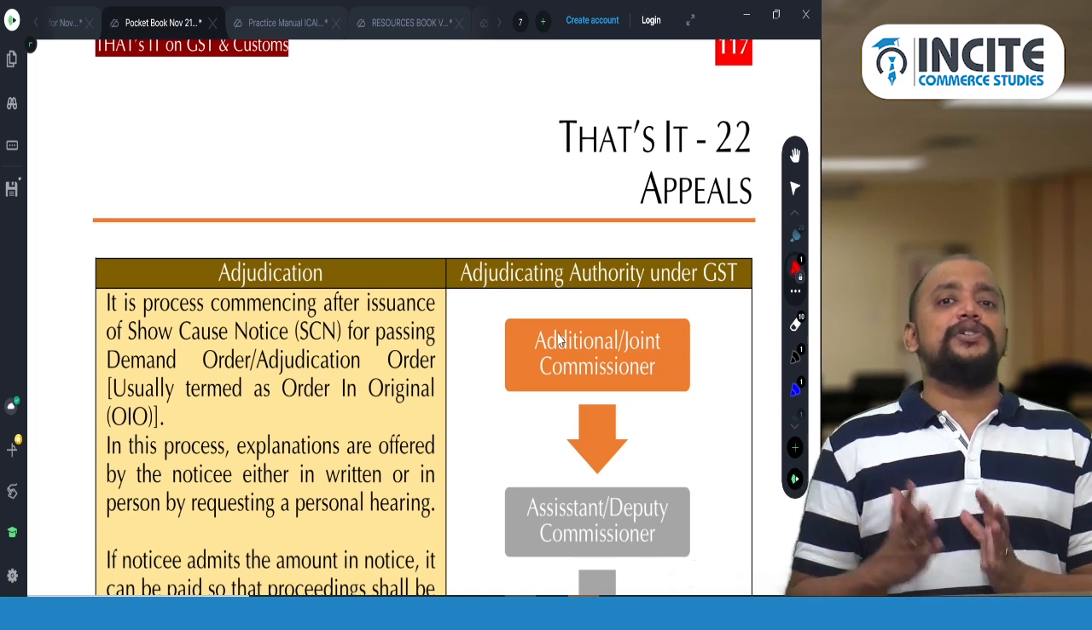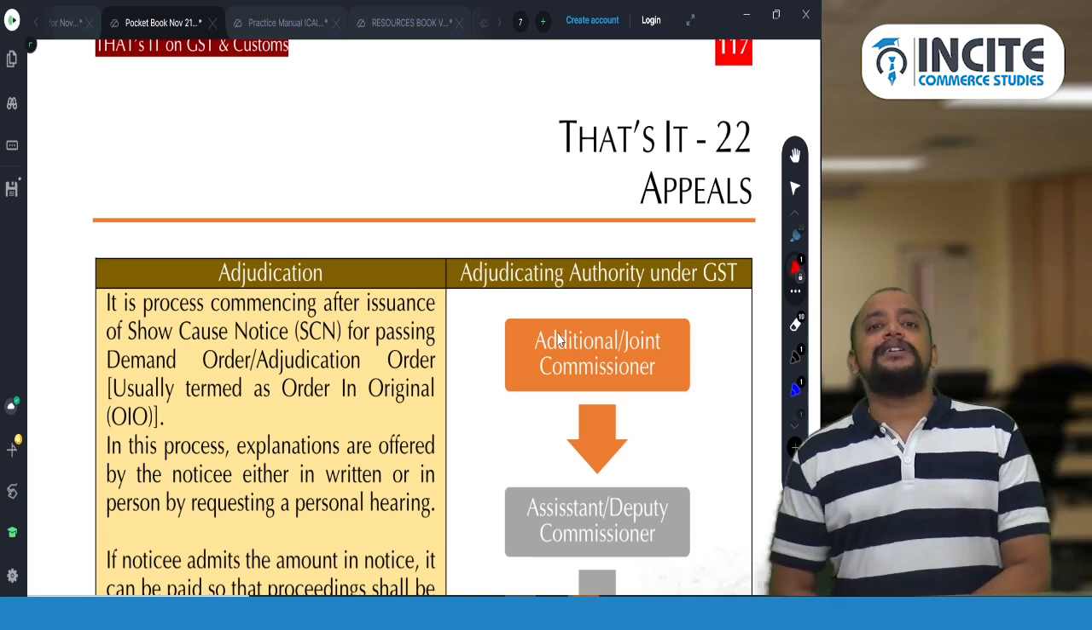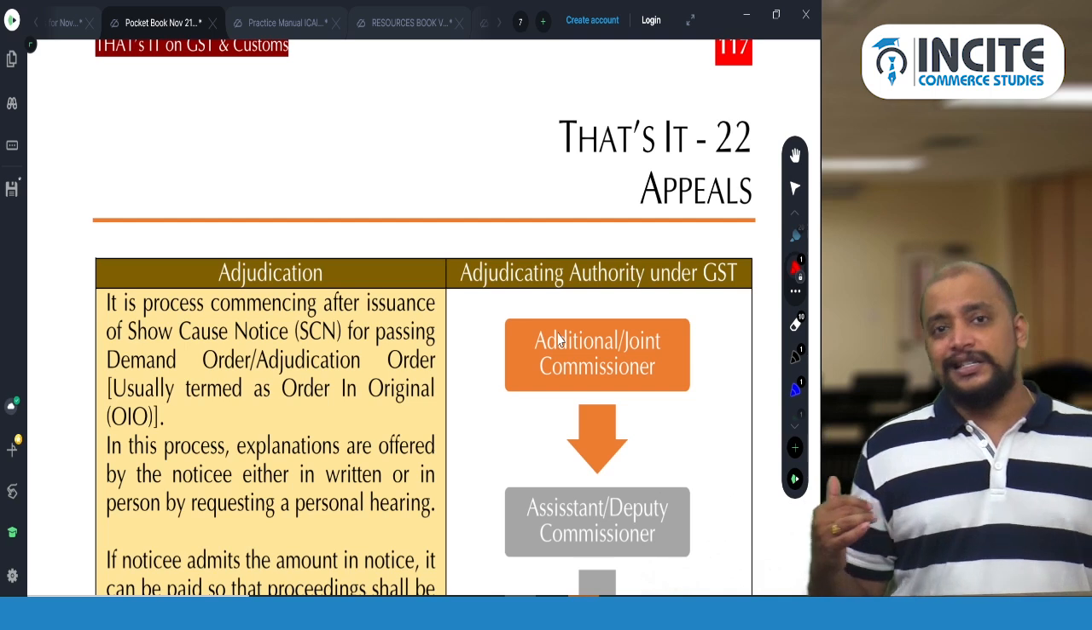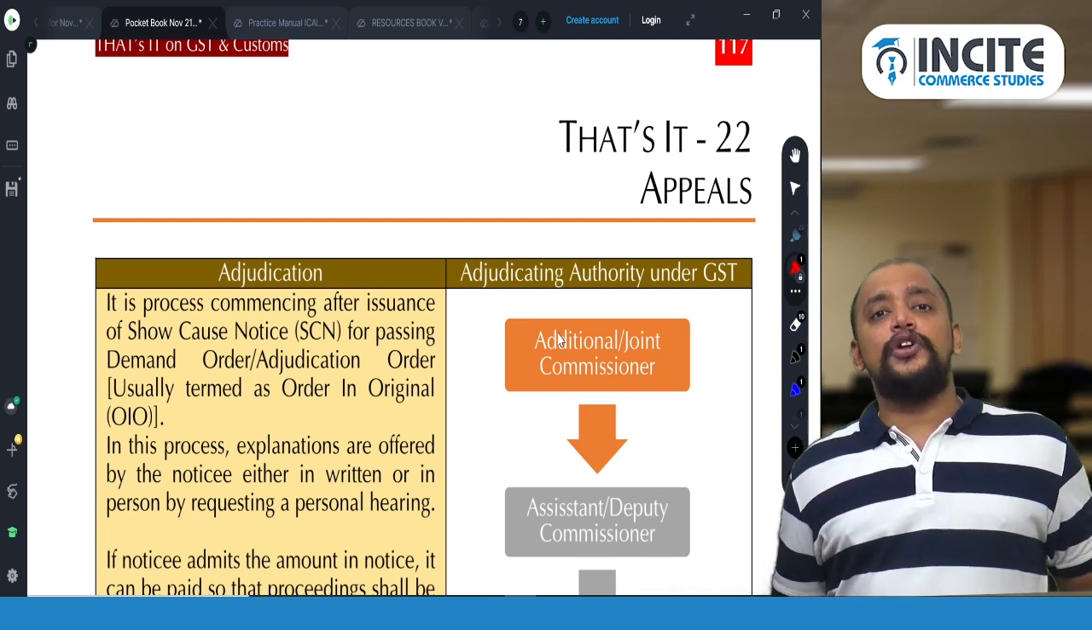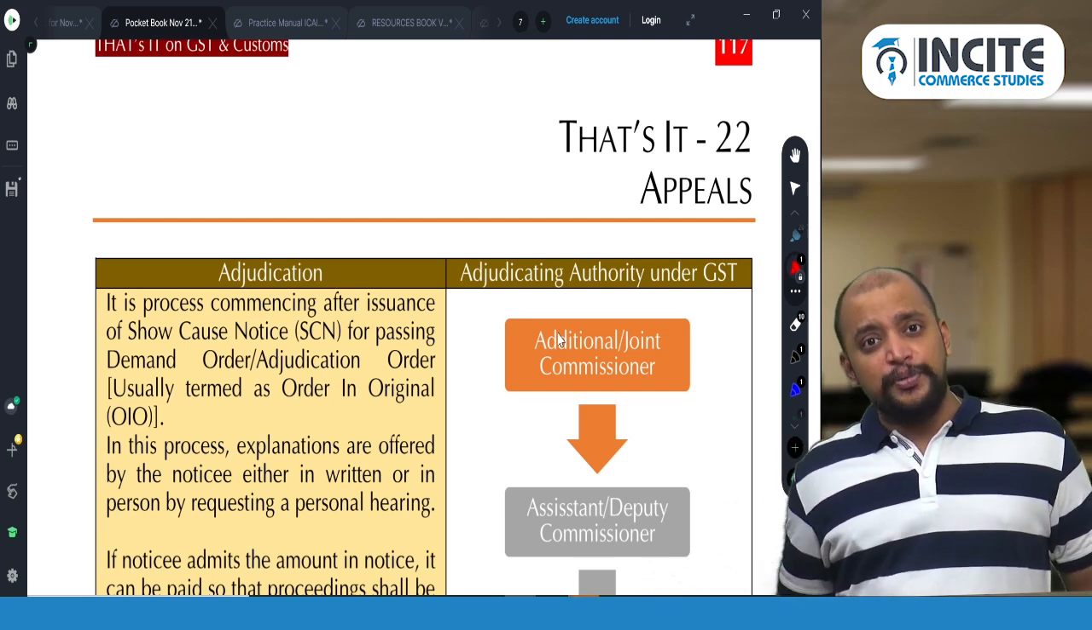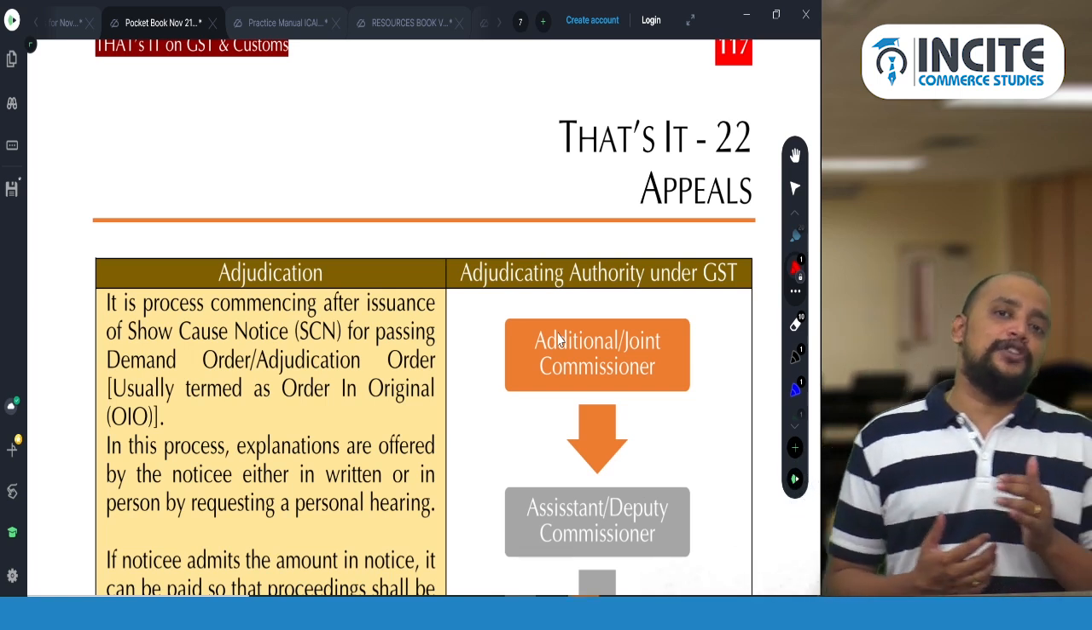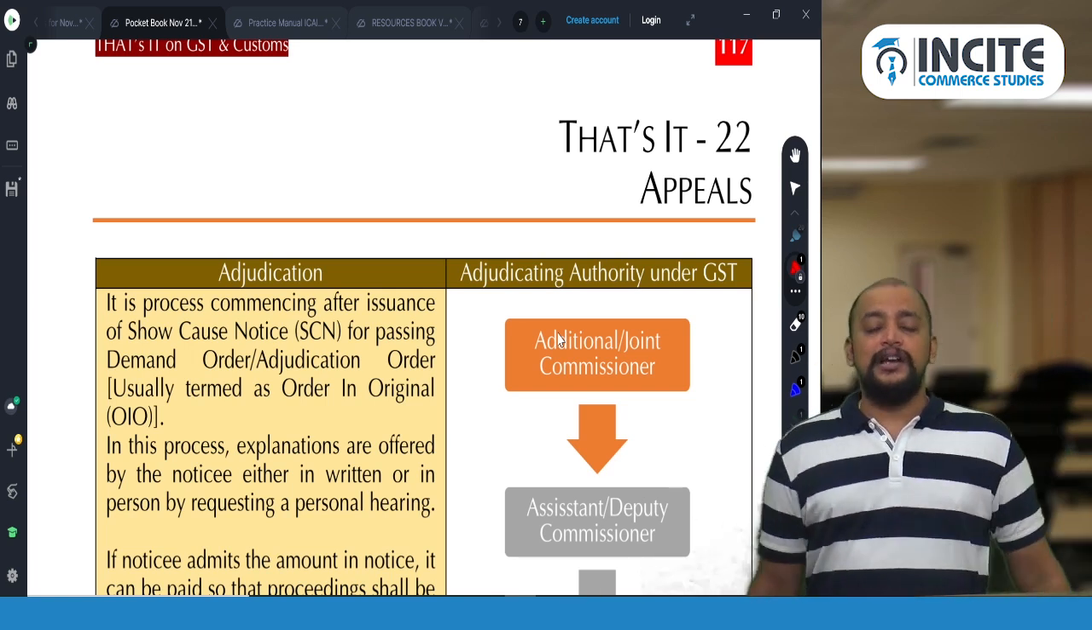So who will be the adjudication authority? The commissioner is not an adjudication authority under GST. We have the additional or joint commissioner, assistant or deputy commissioner, and superintendent. They will be passing the orders related to this.